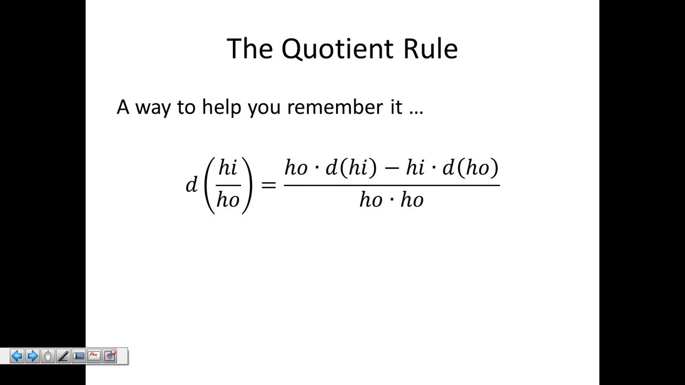Now, because it is so weird, and because the order does matter so much, I've got a little trick to help you remember it. So if I want to take the derivative of a fraction where it's high over ho. High is just a way to express my top expression, and ho is the lower one. And the reason I do this is because it sounds cool. So the derivative of high over ho is ho d hi minus hi d ho, all over ho ho. A nice easy way to remember it. Ho d hi minus hi d ho all over ho ho.